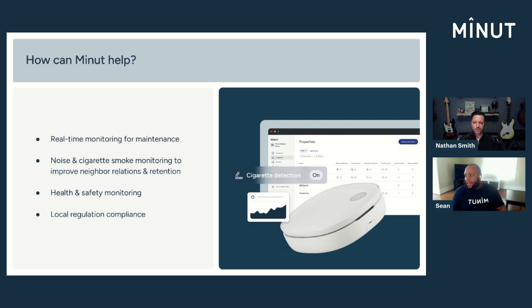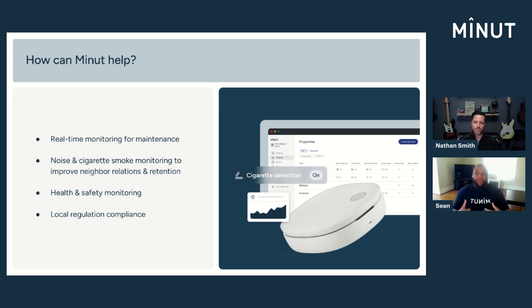Second thing is noise and cigarette smoke monitoring, to improve neighbor relations and retention. So I kind of highlighted noise. When it reaches a certain decibel level, Minute will send out alerts to the property managers and the guests. A good example of this is we all watch the Super Bowl. Let's say we're watching the Super Bowl with 5 of our friends and we get kind of rowdy. More than likely, the people that are watching the game, they're not going to realize how loud they're being.